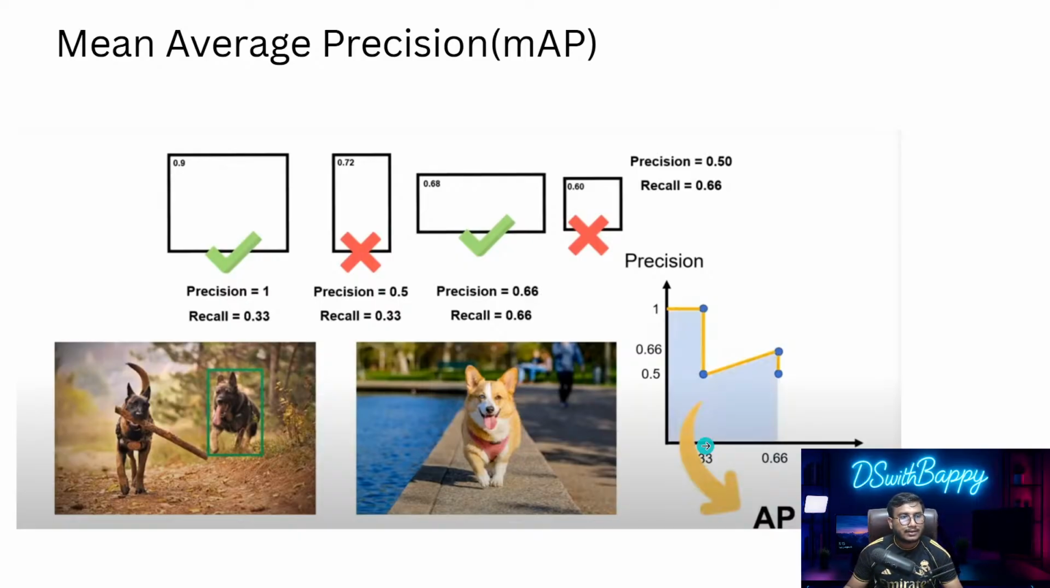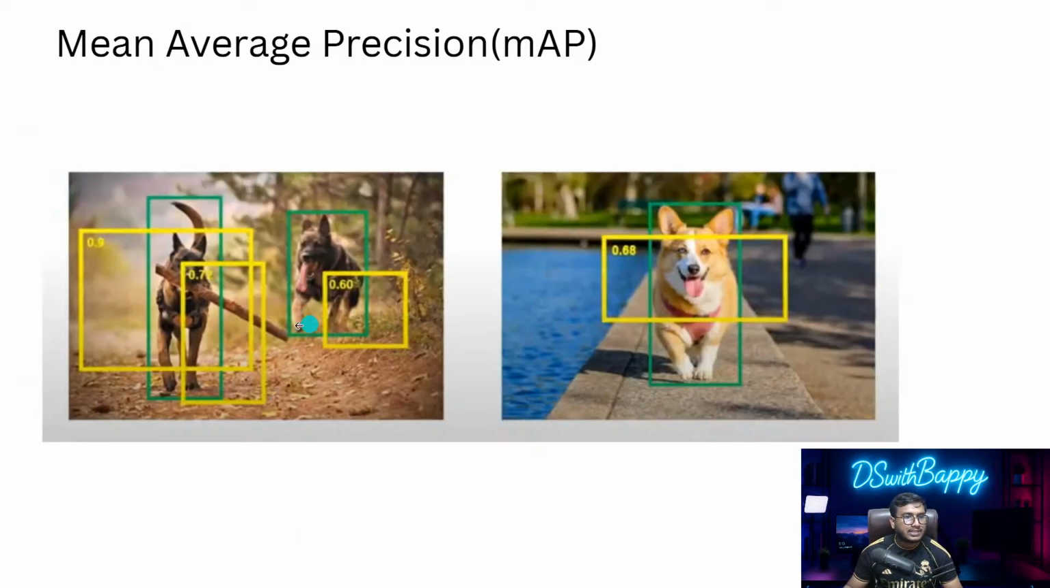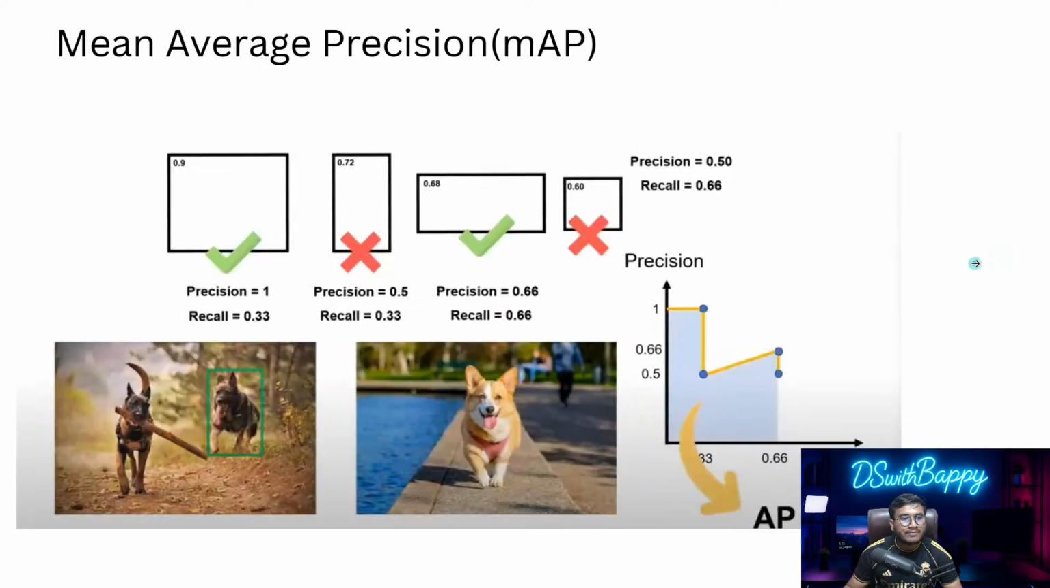Okay, now we have to calculate for the next box. What is the next box? Let's say this is the next box. As per the box, you can see this object is getting somehow detected. Now if you calculate the intersection over union, it would be more than 0.5. So now I can consider this is also correct, and this is the precision and recall. You have to also plot here. Let's say 0.6 is here, you have to plot it.